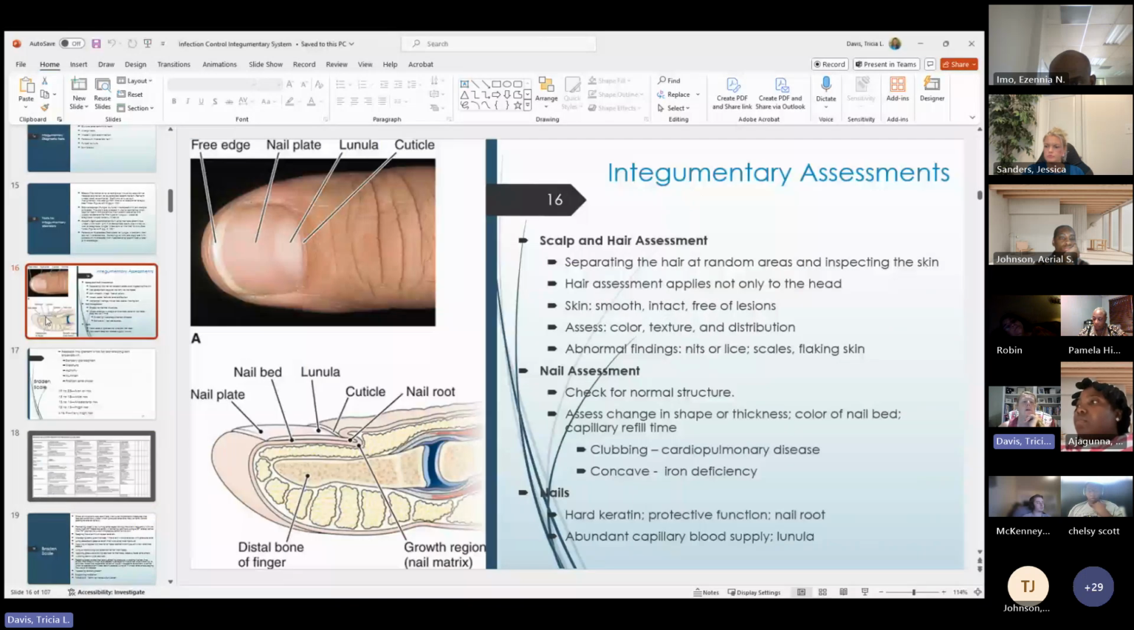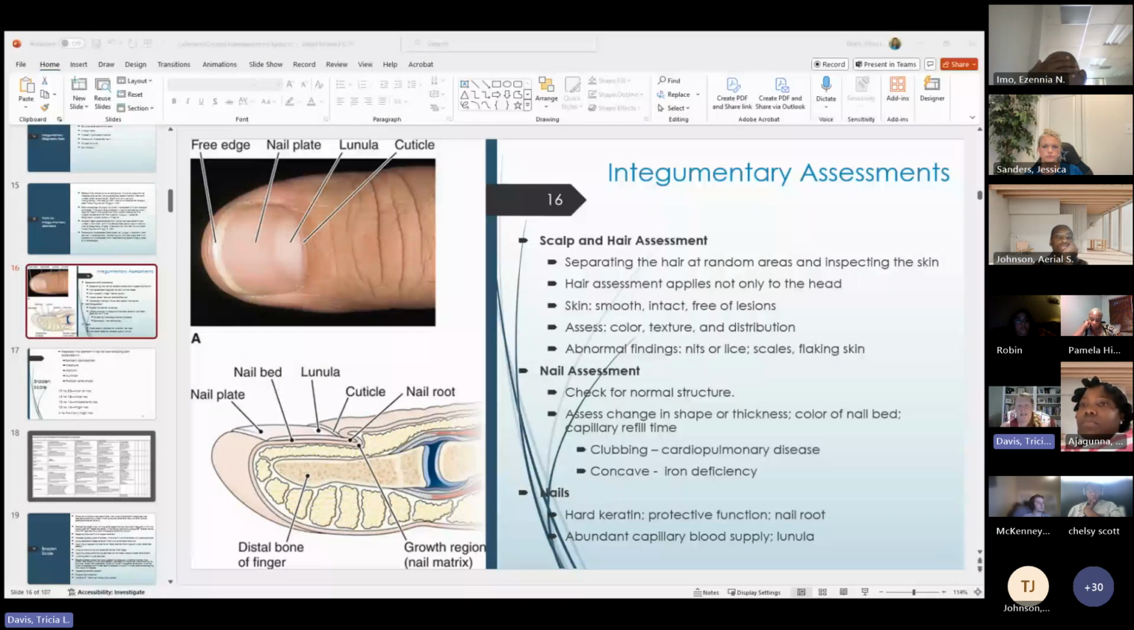All right. So more about our integumentary assessment. When we think about doing an assessment on our scalp and hair, we learned how to do this in our first semester. It was part of that head-to-toe physical assessment. Obviously, this is not something that we do with every single patient every time. We do this if we really think that it is warranted because we see something or we have an idea that there might be a reason for us to look further.